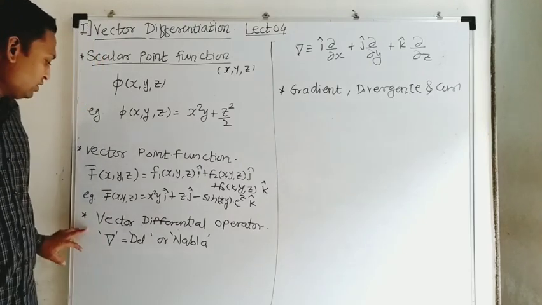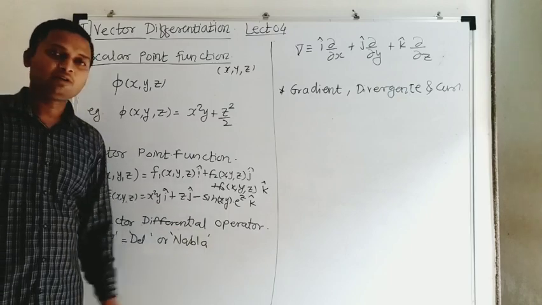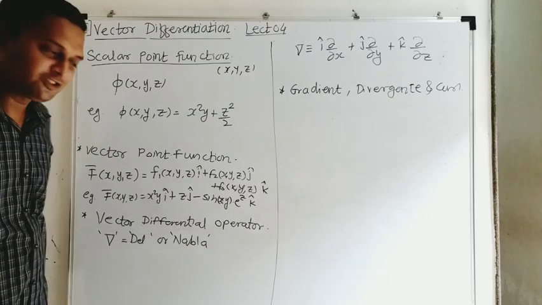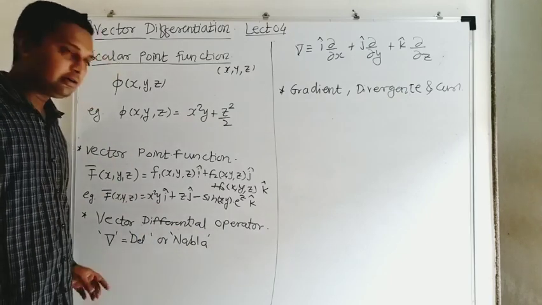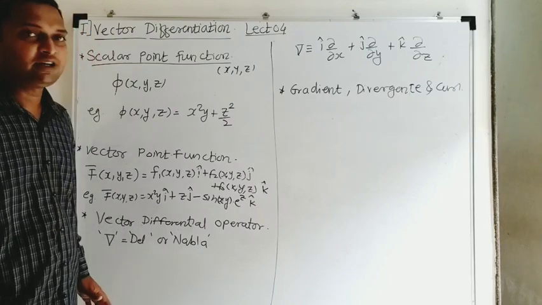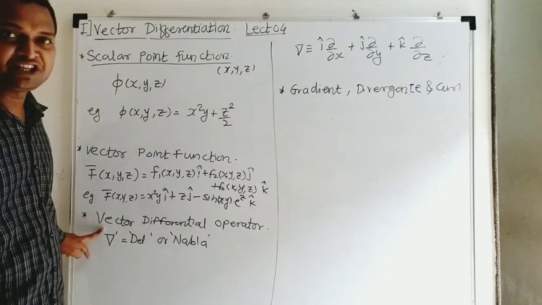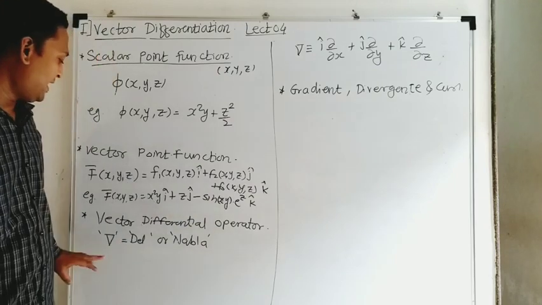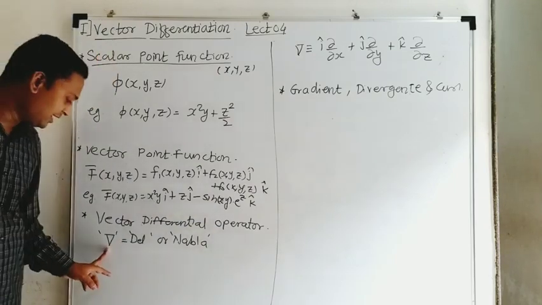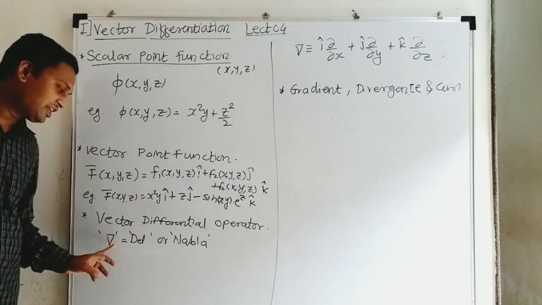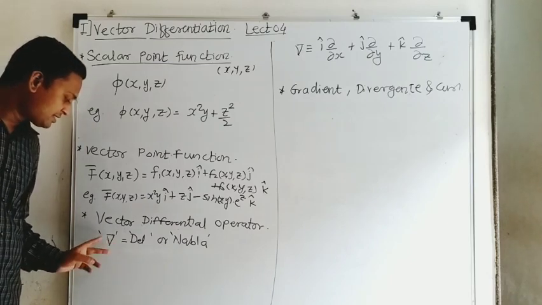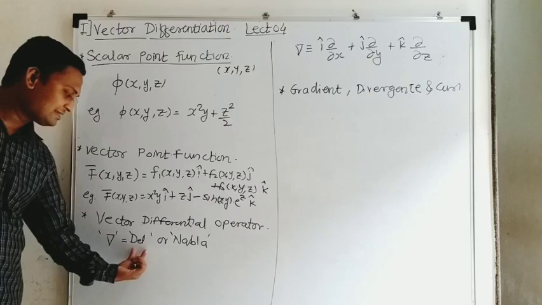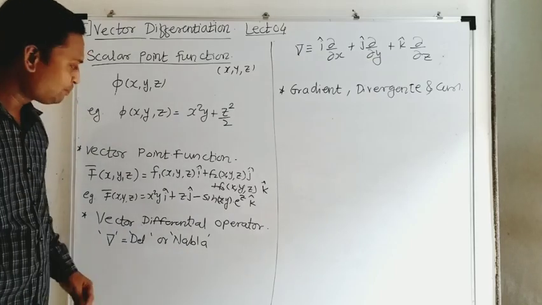Now the next definition is the vector differential operator. This is a very important definition of this unit. It is an operator which is vector in nature, and it has derivatives, that's why it is a differential operator. It is denoted by del. This is the inverted triangle, and this symbol is called del, or you can call it nabla also.